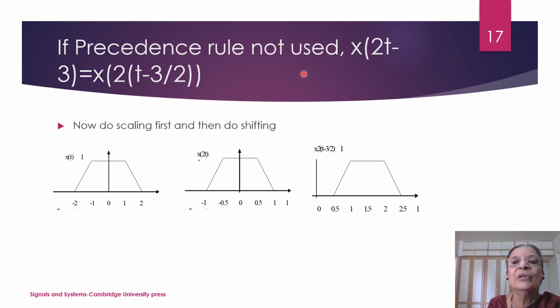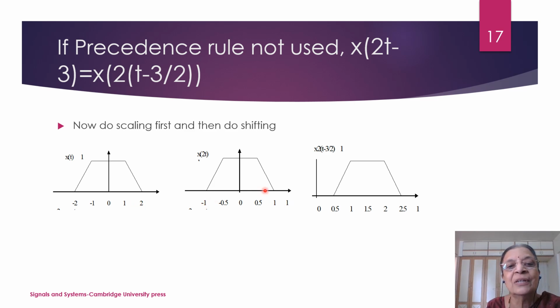If the precedence rule is not used, x of 2t minus 3, I will write it as x of 2 into t minus 3 by 2. So I will do scaling first. The scale is 2 here, isn't it? For t the scaling is 2. So minus 2 will be scaled by 2, so it becomes minus 1. 2 will become plus 1.